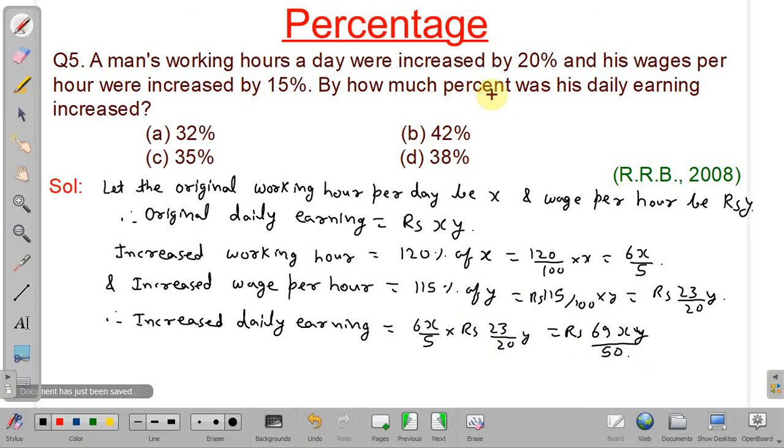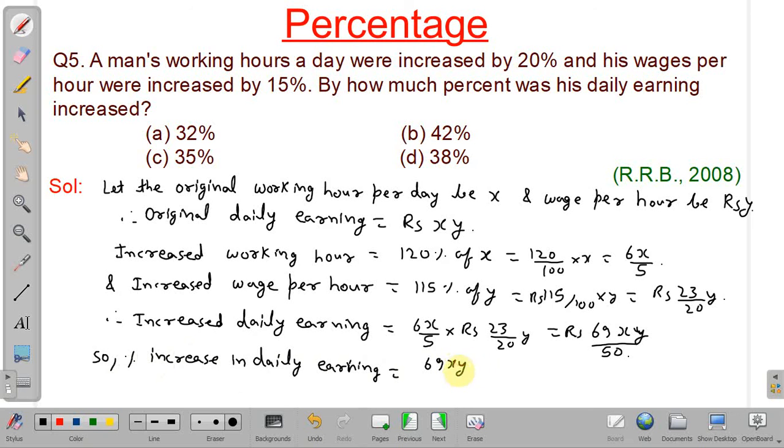Now we have to find the percentage increase in his daily earning. So percentage increase in daily earning will be: increased daily earning, that is 69xy divided by 50, minus original daily earning, that is xy, divided by original daily earning, that is xy, into 100. This much percentage. After calculating this, we will get 38%. So our answer will be option number D.